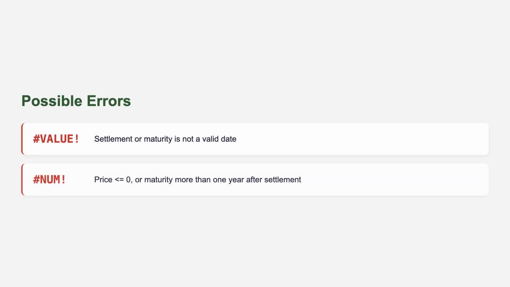Watch out for common errors. A value error occurs when the settlement or maturity date is not valid. A num error occurs when the price is zero or negative, or when the maturity date is more than 1 year after the settlement date.